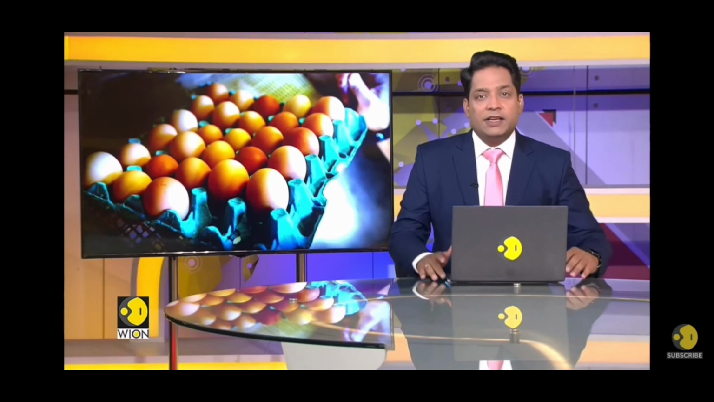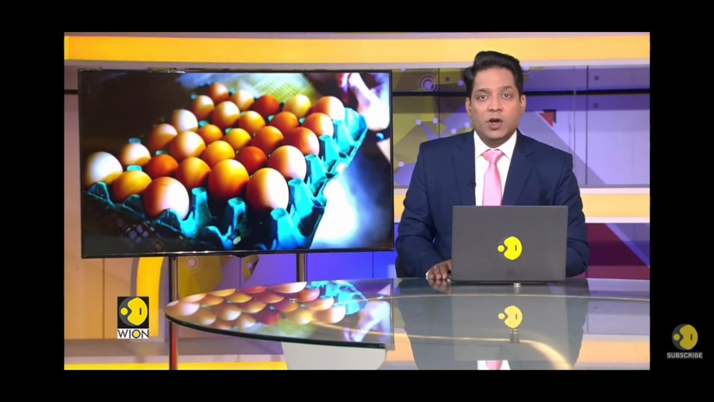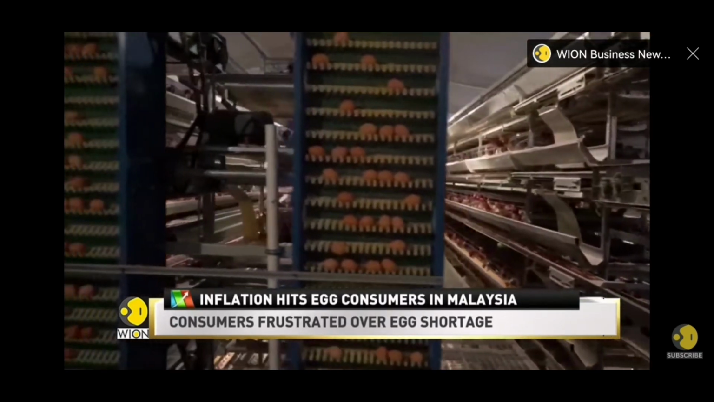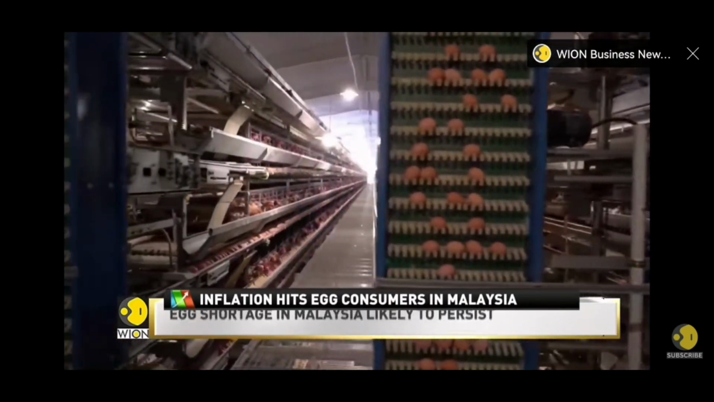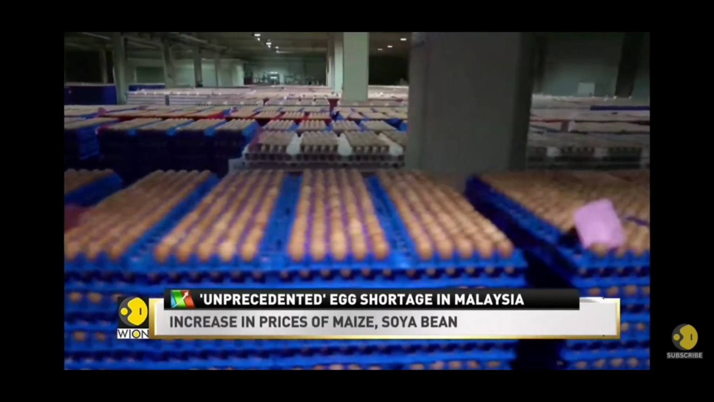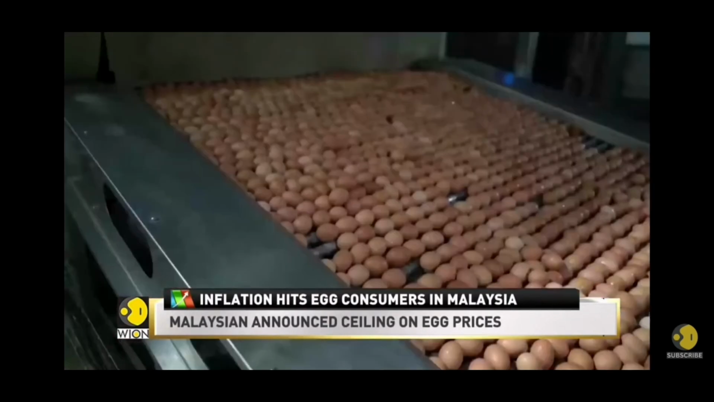A shortage of eggs in Malaysia. The consumers are frustrated, and whatever is available in the market is usually snapped up. Now, to make matters worse, the situation is likely to persist. The eggs are all snapped up within hours when they arrive at outlets in Malaysia. The main reason behind the shortage is that poultry farms are cutting down on production due to the increase in prices of maize and soya. They are the main ingredients for chicken feed.